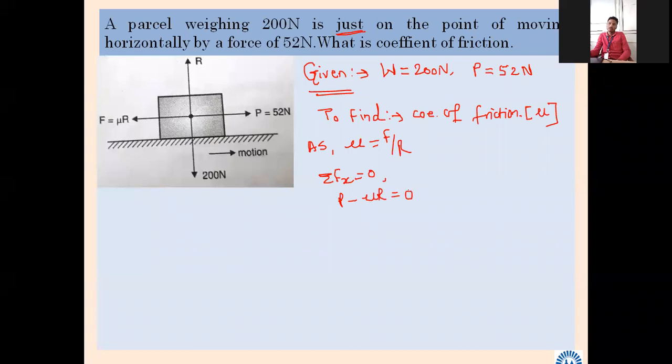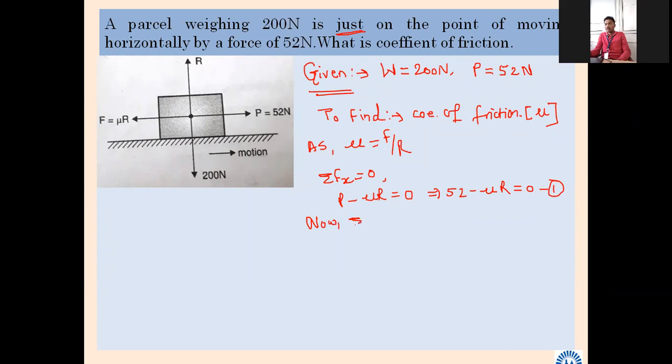What will we get from this? Can we get anything? Maybe 52 minus mu R. We don't know mu, we want to calculate it. And R is also not known to us right now. It is equal to 0. Let us say equation number 1.